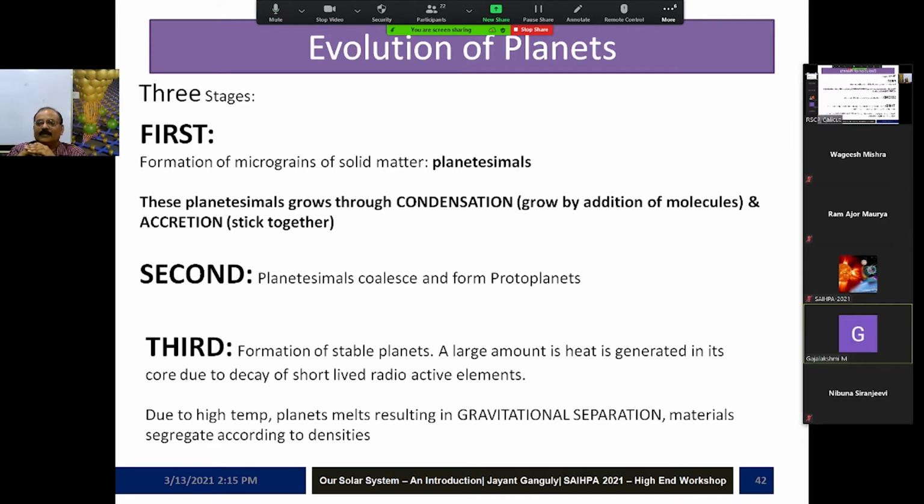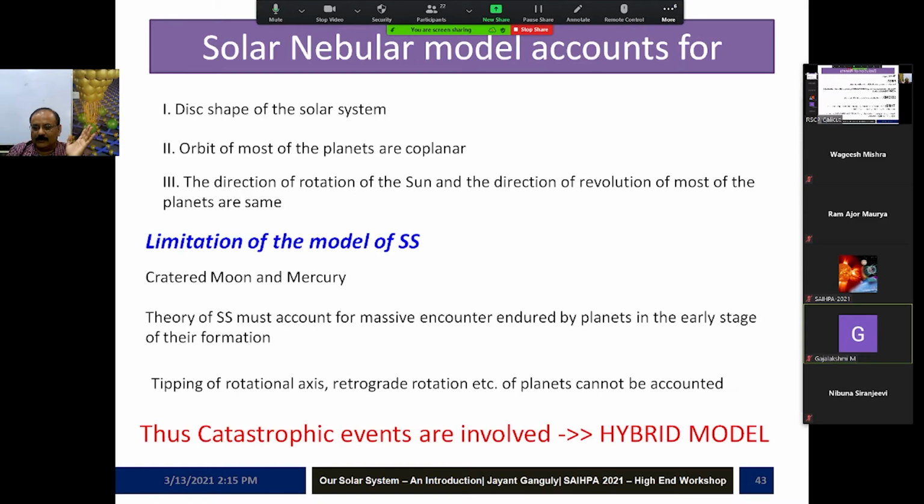So we see that a lot of elements are distributed in that particular process. And then the evolution of the planets occurs in three particular stages. First is the formation of planetesimals, and then these planetesimals coalesce to form protoplanets, and then ultimately stable planets form, and due to melting as a result of gravitational separation, the planets are ultimately as they are. So that is the full thing.